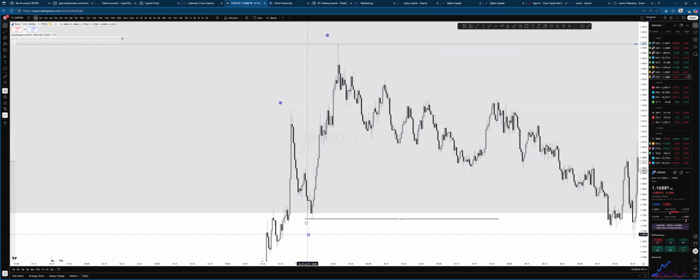So the first change of character did not happen just here. When you're on the 1 minute, you can see that better. So I'm going to mark this as a break of structure. The first change of character happened right here because this low, remember what I told you, if it wicks above it, it's a break of structure. This low led to this high, broke this structure.